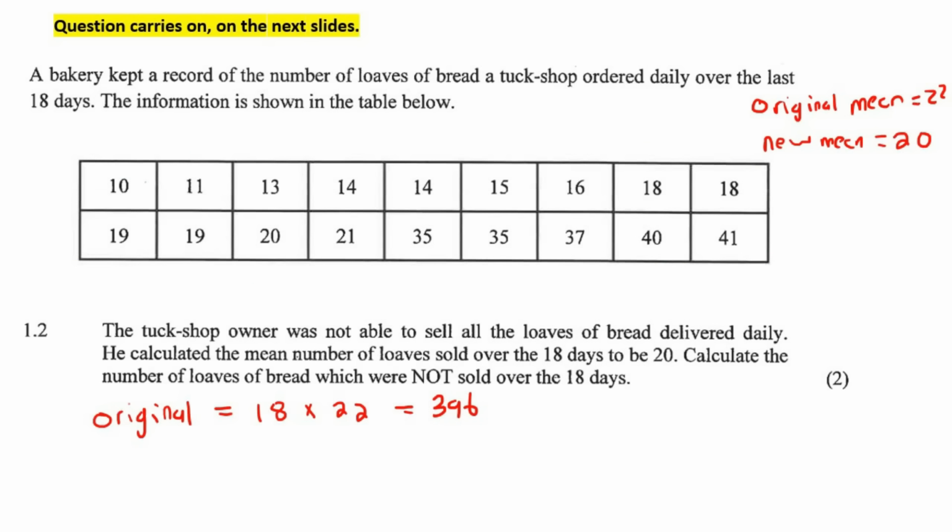But now the new mean, he only sold, over the 18 days, he sold 20 loaves per day. And so if you had to go work that out, you get 360. So if you minus these two numbers, you get 36. So there were 36 loaves that he did not sell.